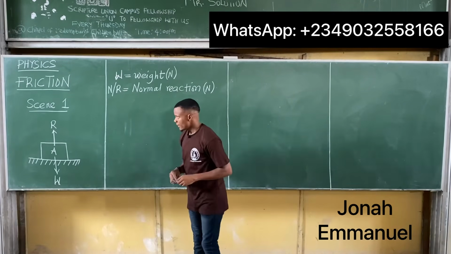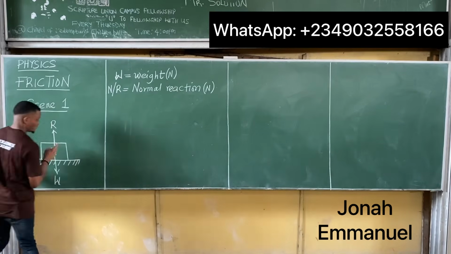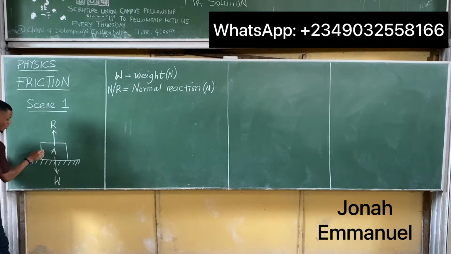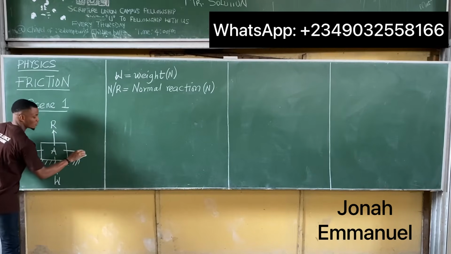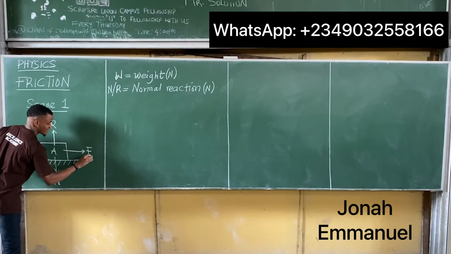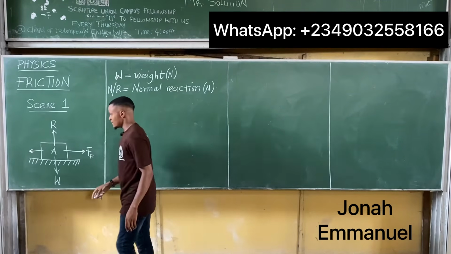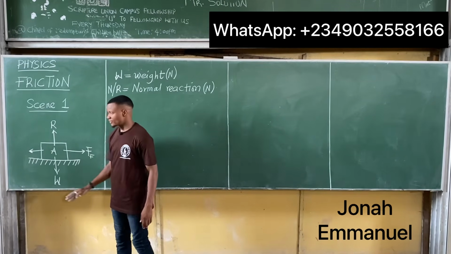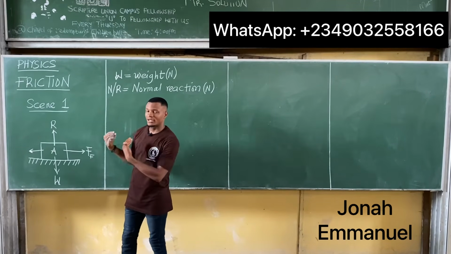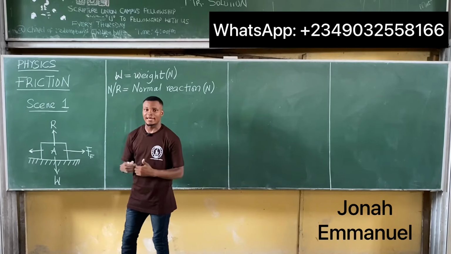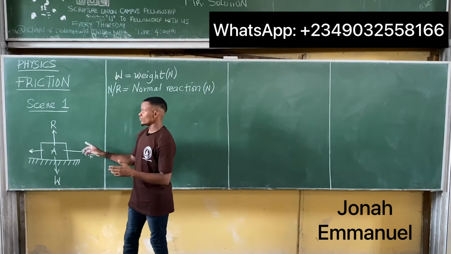So here's the thing, scene 1: if this body moves towards the left, then to oppose the motion of this body, the frictional force will have to act in the opposite direction. So if this body is moving to the left, the frictional force will move to the right. Alright, so this is scene A. According to Newton's third law, the frictional force has to act in the opposite direction, and hence it goes to the right. That's scene 1.